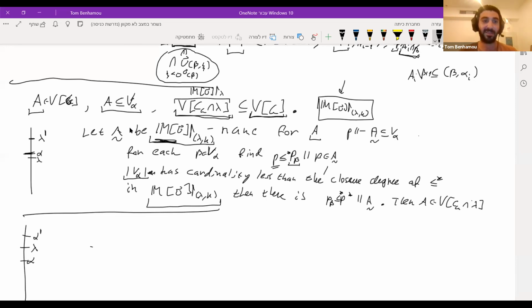We assume here that lambda is the last limit point which is less or equal than alpha, which means that the next measurable is going to be strictly above alpha. This is less or equal, but this is strictly less. This is the definition of lambda. So we are guaranteed to find a single P star which is above all these P beta together. This is for every beta.